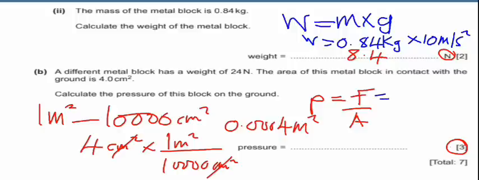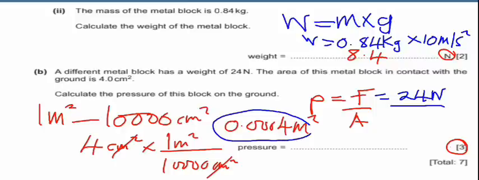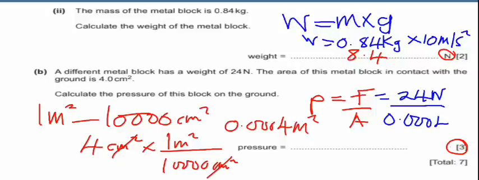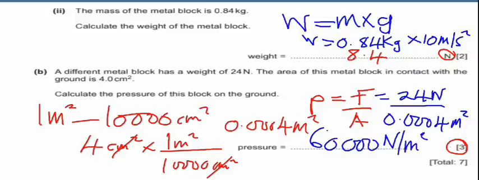So here we have been given the force, which is 24 newtons, divided by the area, which I've already converted from centimeters squared to meters squared, which is 0.0004 meters squared. So when I divide here, I'm going to get 60,000 here. So remember here they haven't included the units for us, meaning we need to include them. So the units we are just going to say they are newtons per meter squared. So this one is our final answer. Let's try to look at the next question.